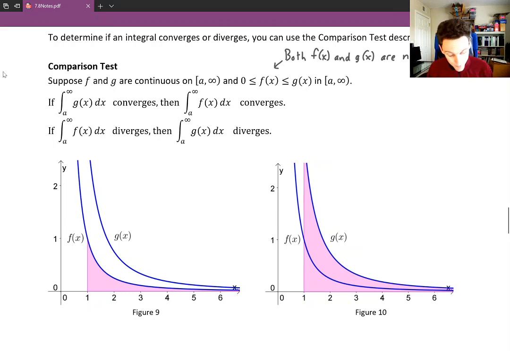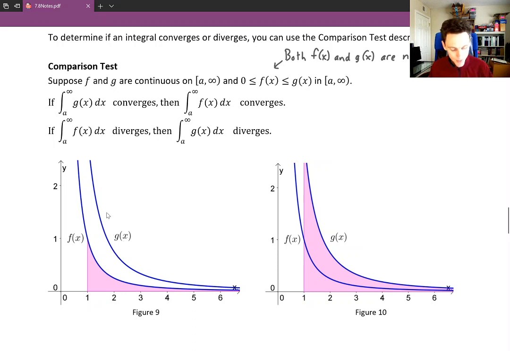Now it says if the integral from a to infinity of g of x converges, then the integral from a to infinity of f of x also has to converge. In other words, if the values of g are bigger and the integral manages to converge to some finite number, then the integral of a smaller function, one with smaller y values, is going to have to converge as well, because the area under that curve is going to be smaller.